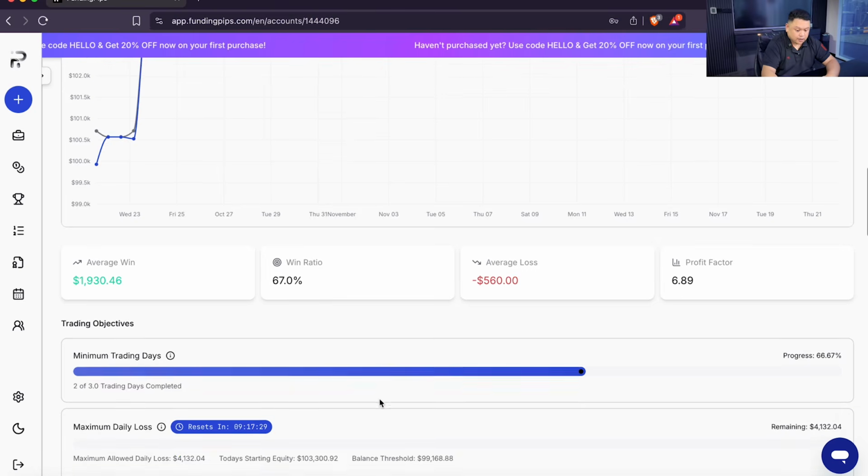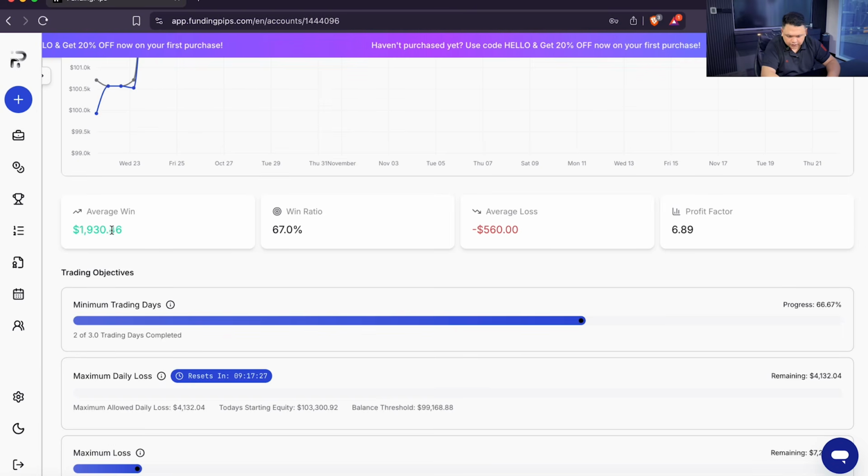And if that's not enough, right below that, you'll see what's the average win that I've had and the ratio along with it. And of course, losses are unavoidable. So you can see what's my average losses as well. And a ratio of my profit factor.